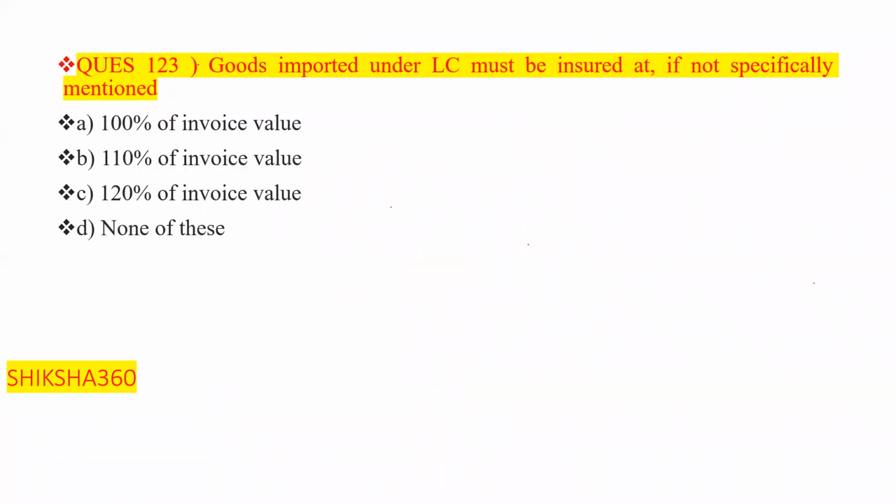Now move to the next question, question number 123. This point we have discussed in the previous session. I think on Saturday we discussed it. Clear? Insurance. Goods imported under the LC must be insured at, if not specifically mentioned: 100% of the invoice value, 110% of the invoice value, 120% of the invoice value, or none of these.